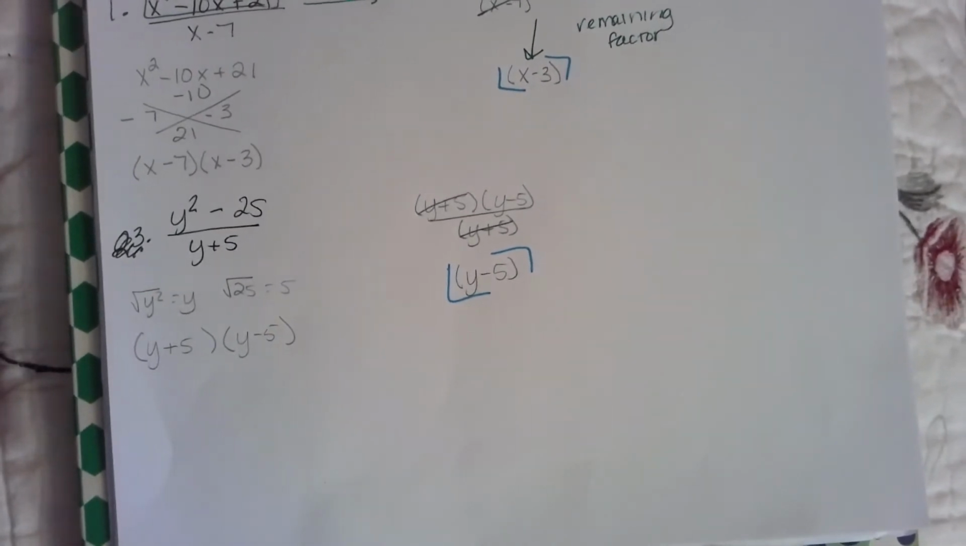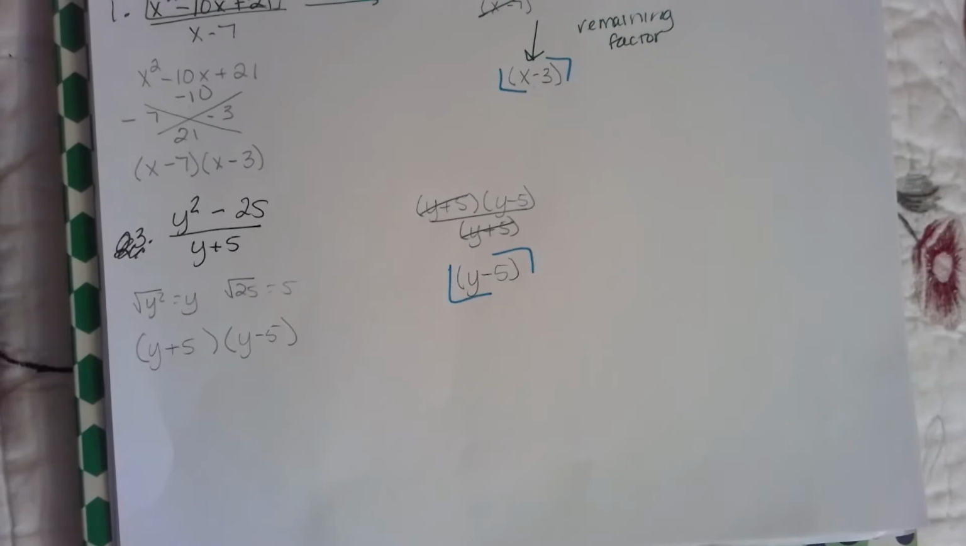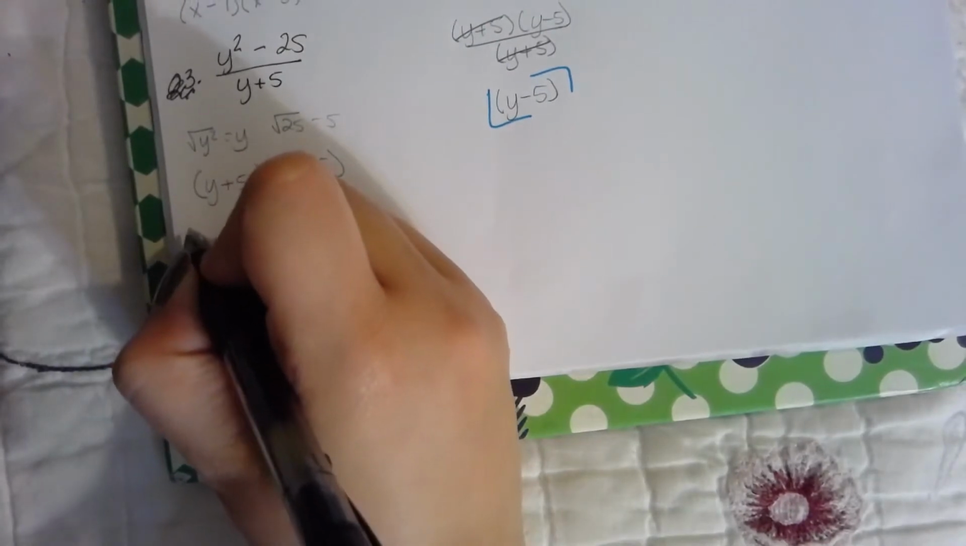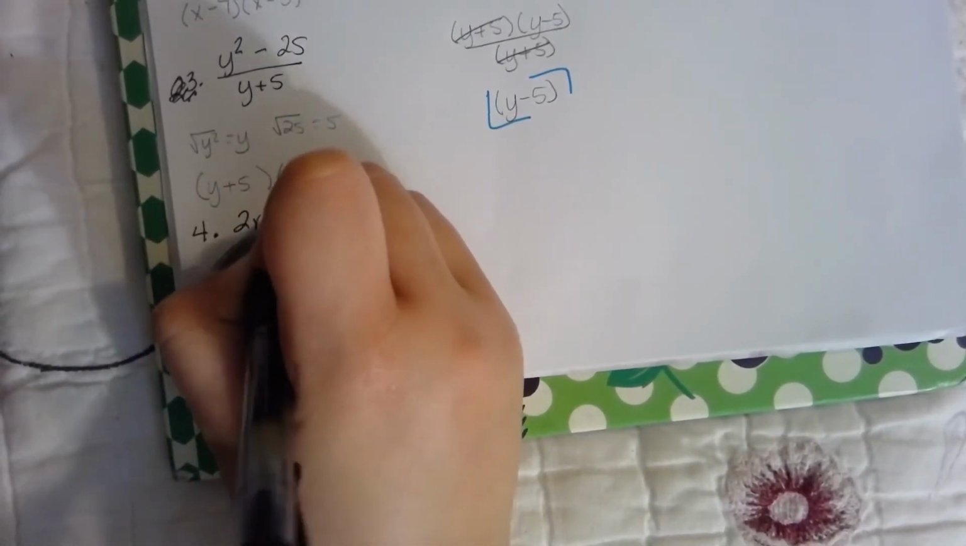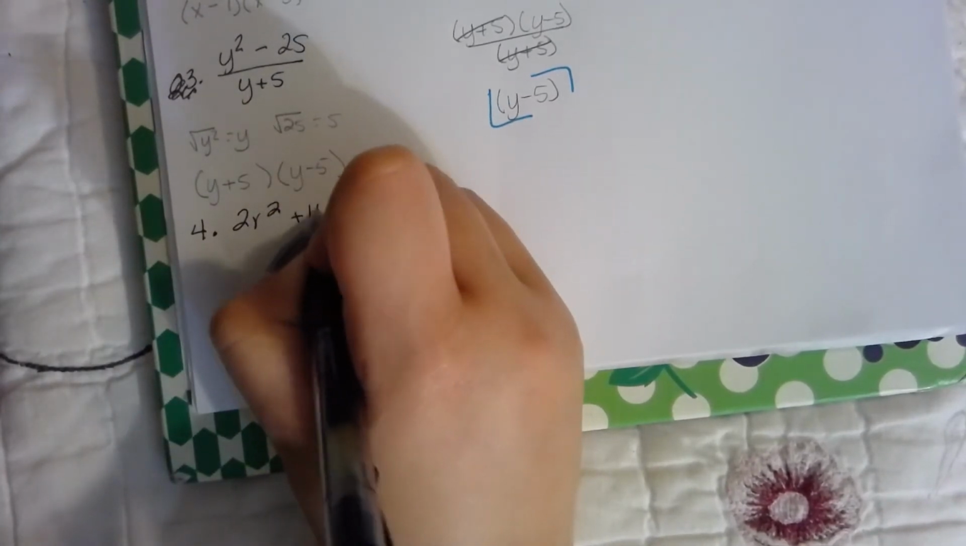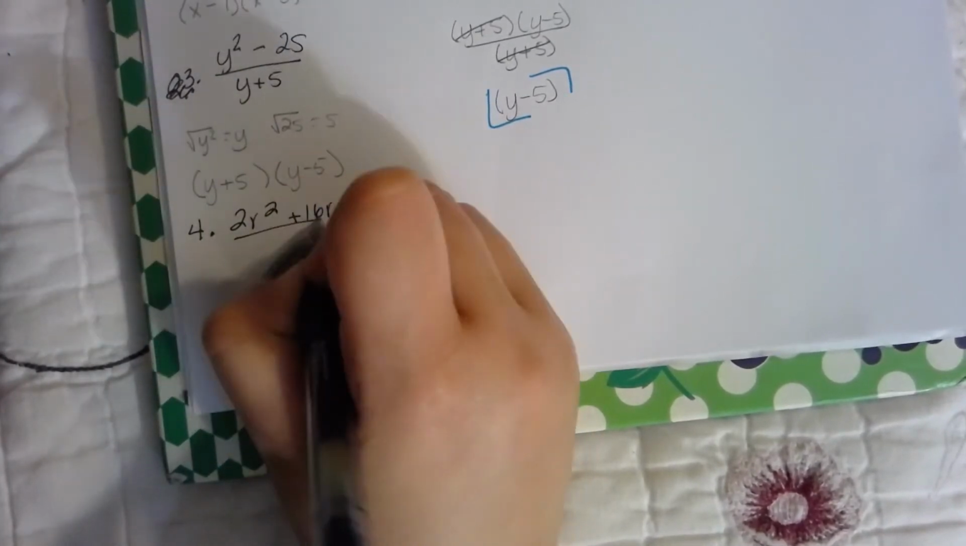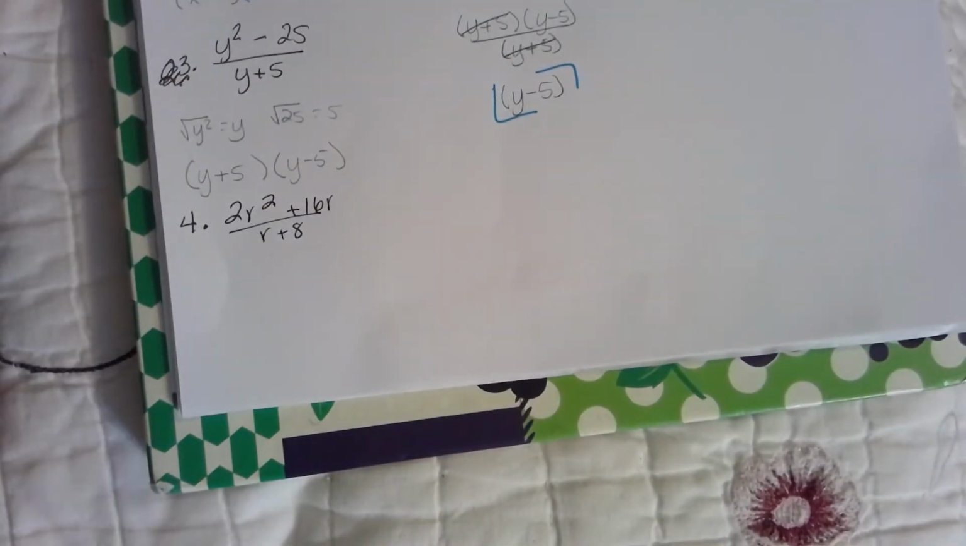Oh, wait, no. Let's squeeze number 4 in here. Oh, yes. So number 4 is 2r squared plus 16r divided by r plus 8. Alright, this one's another trinomial. No, this is not a trinomial. This is a binomial with addition.